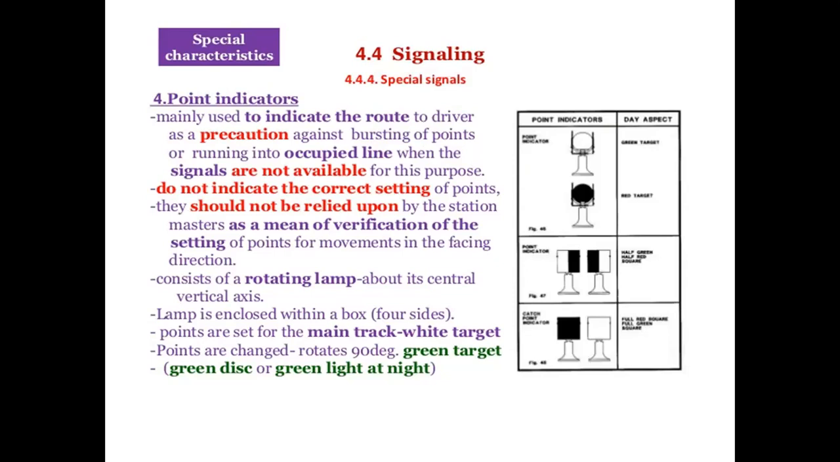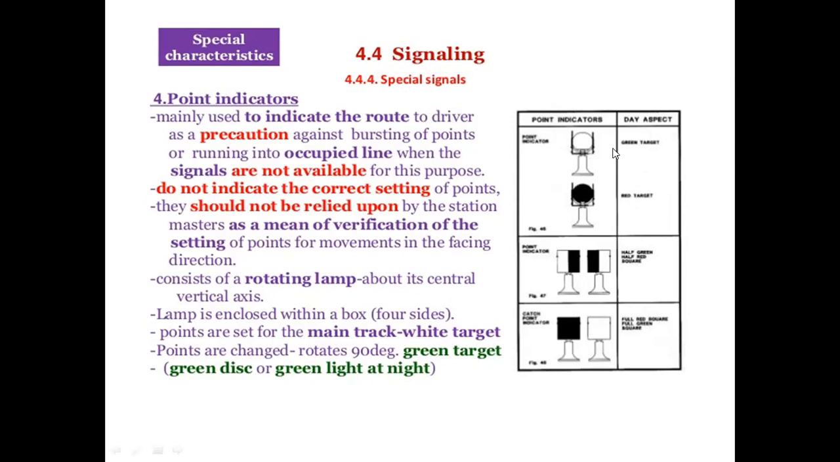It consists of a rotating lamp about its central vertical axis. So here, this is the point indicator. These are the day aspects. Here you can observe the point indicator, which doesn't allow any form of light to be observed. So it indicates a green target, and the driver of the locomotive or the train can see these signals and can proceed without any caution or without stopping the train.